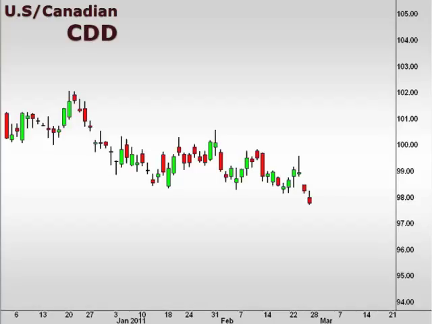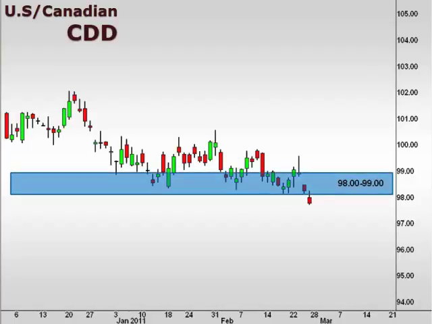Next up, the CDD, the U.S. versus the Canadian dollar. The CDD broke below a key support level at 98, and unless we see an immediate reversal back into the 98-99 focal zone, we will continue to be looking for a continuation towards the downside, bringing this 96-97 box into play.